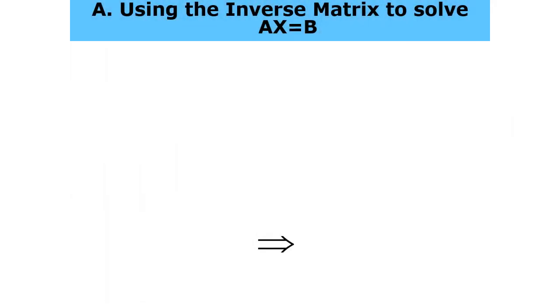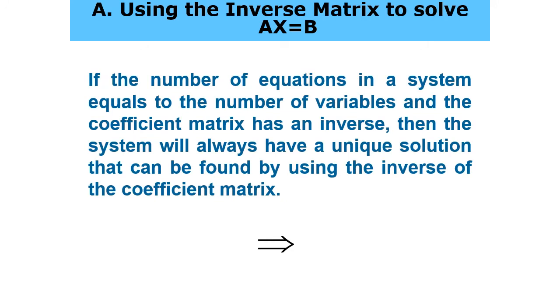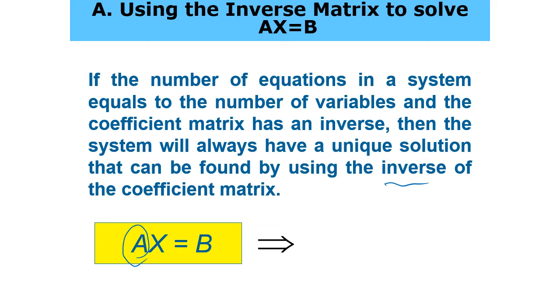Okay, so let us continue with solving AX equal to B to find the value of x. So what we can do here is to use the inverse function to find the value of x. If the number of equations in a system equals the number of variables and the coefficient matrix has an inverse, then the system will always have a unique solution that can be found by using the inverse of the coefficient matrix. So what we need to do is to find the inverse of the coefficient matrix, and then we will get the answer for x, the variable matrix.